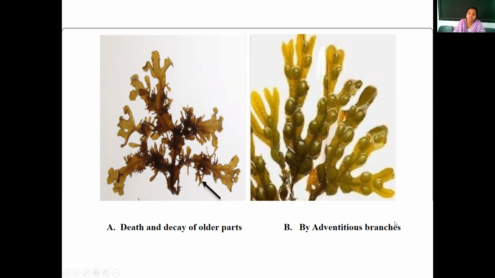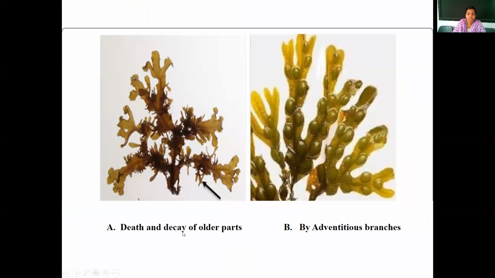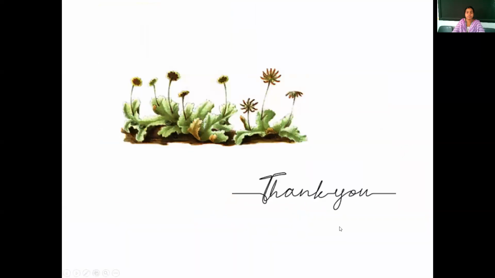And the third one is by adventitious branches. At the notches, it can produce adventitious branches, so that also starts a new generation. So these are the vegetative modes of reproduction present in Marchantia: gemma cups, death and decay of the older part, and adventitious branches.